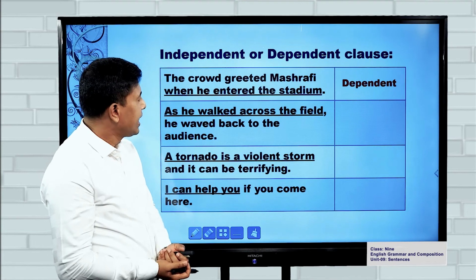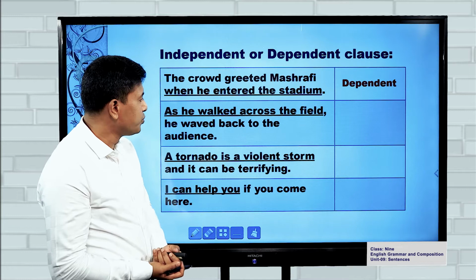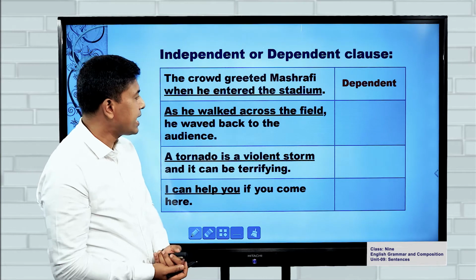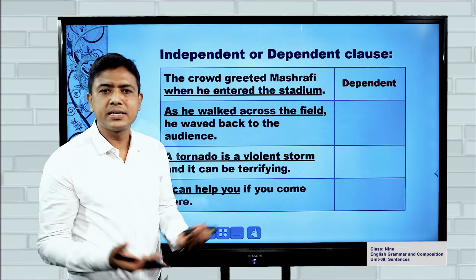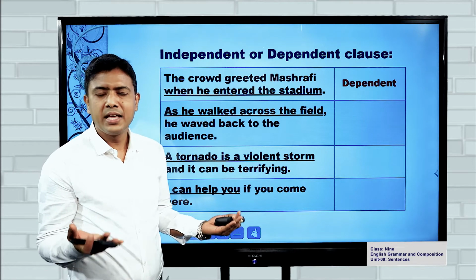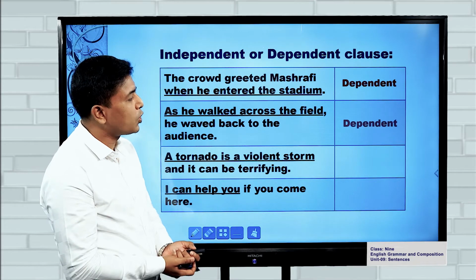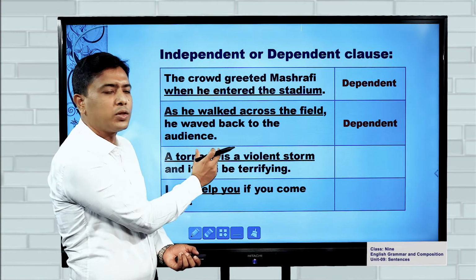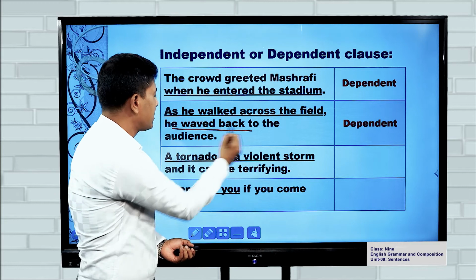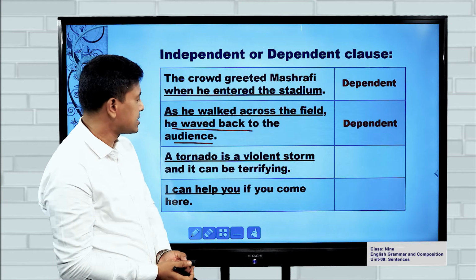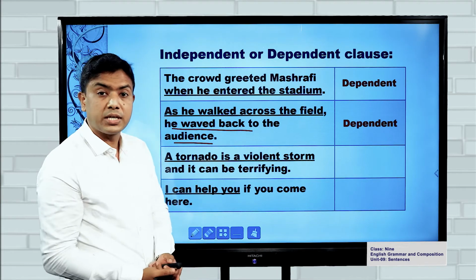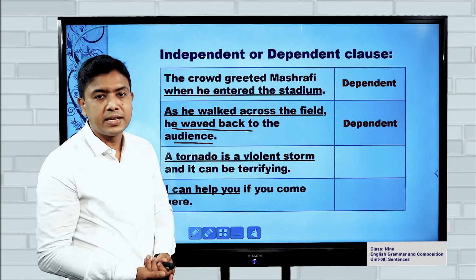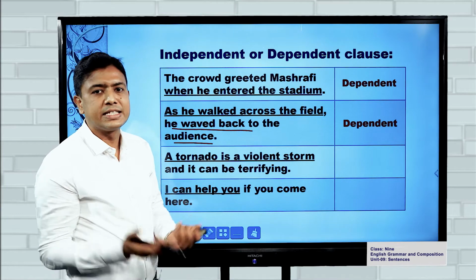Second one, as he walked across the field, he waved back to the audience. Now have a look at the underlined part. As he walked across the field, it doesn't give us any complete idea. Therefore, it is a dependent clause. This dependent clause is depending on the independent clause in the other part of the sentence. He waved back to the audience. It is giving a complete sense. So it is independent, but the underlined part is dependent.